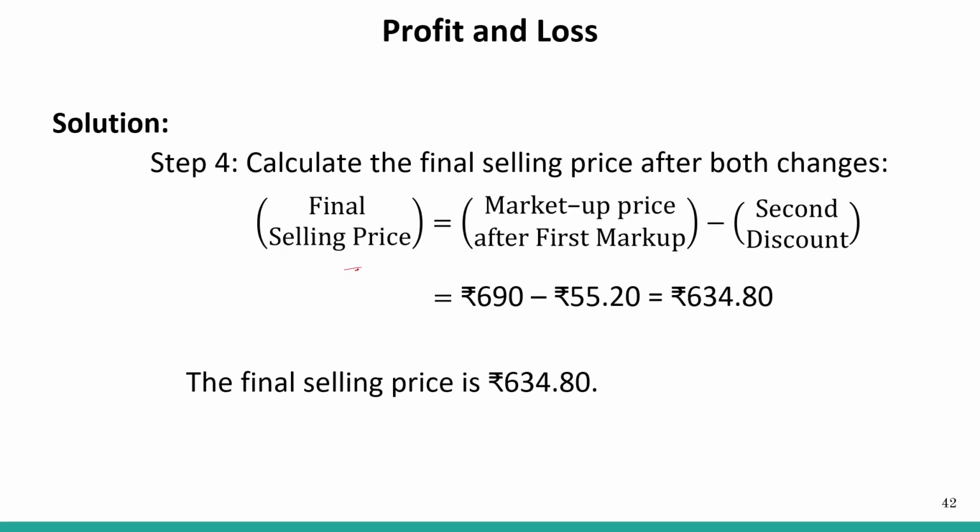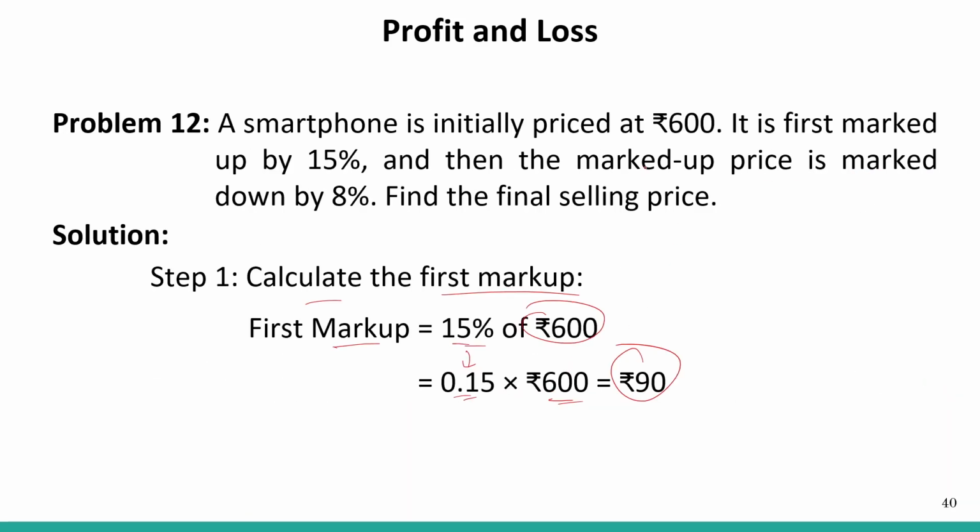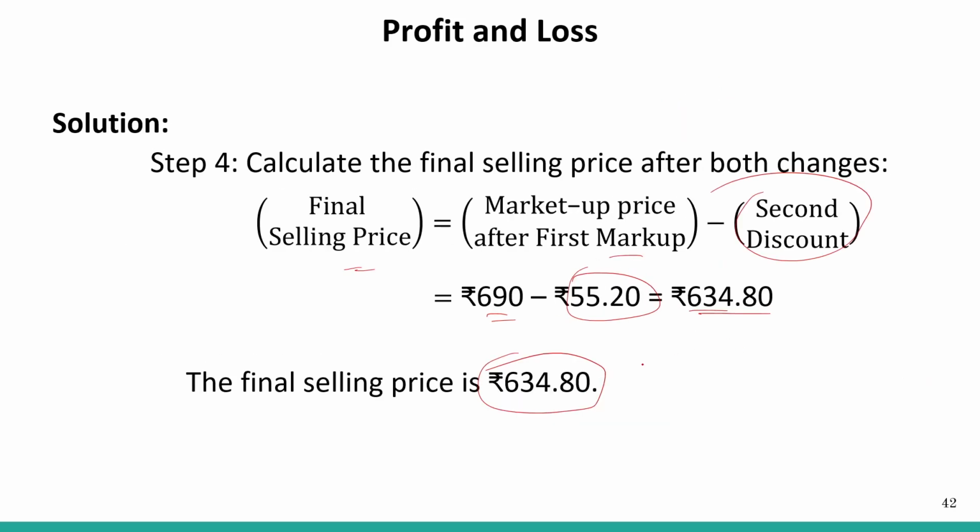Okay. So the final selling price is marked up price after first markup minus second discount. Okay, or first discount you can say, because the discount actually hasn't been done here for the first time. Okay. So this is equal to 690 minus 55.20. So 634.80. So the final selling price is this. Since the final selling price is this and the CP was something like this, so they gave it at a profit. Okay. So that's enough for now. Thank you.